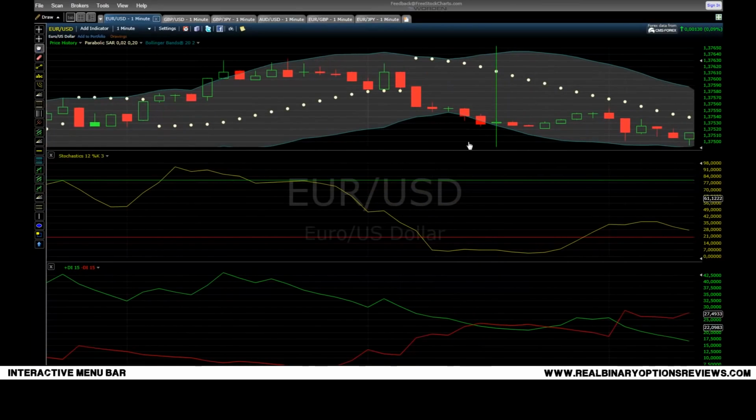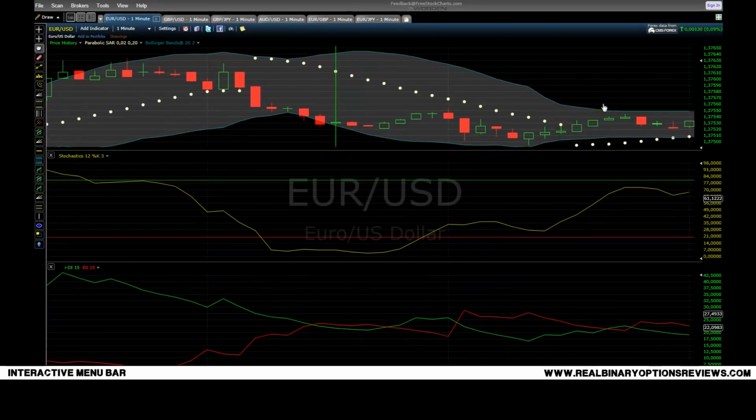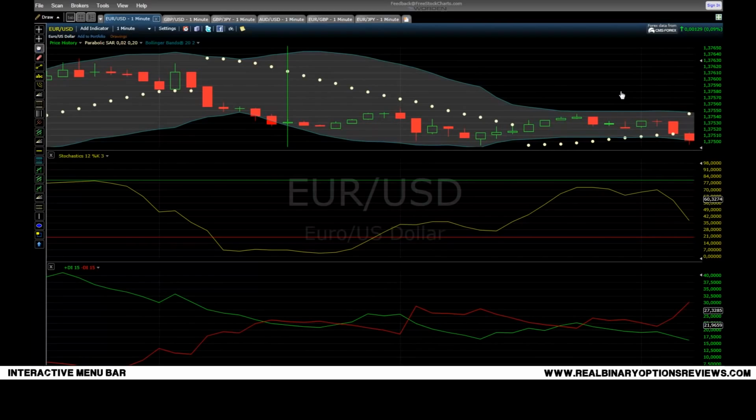So let's go on. So this is the situation where I want to trade, because I see that the Bollinger Band narrowed, the price went into a ranged market, so now I'm waiting for the situations.